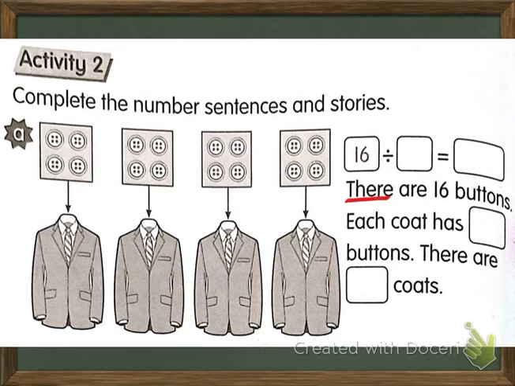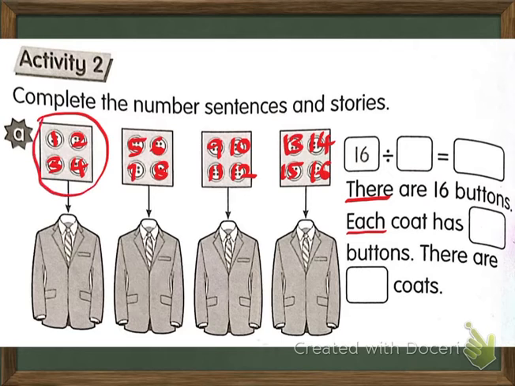Okay. Where are the 16 buttons? 1, 2, 3, 4, 5, 6, 7, 8, 9, 10, 11, 12, 13, 14, 15, 16. Okay, there are 16 buttons. Each coat has how many buttons? Okay, look at here. Each coat has equal buttons.